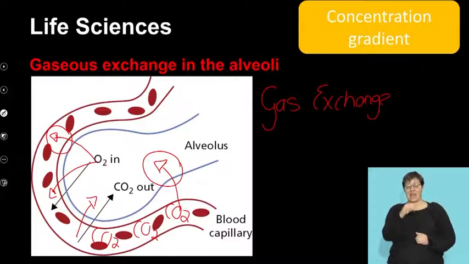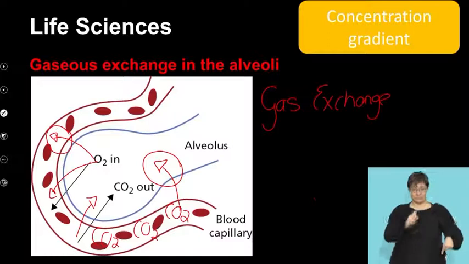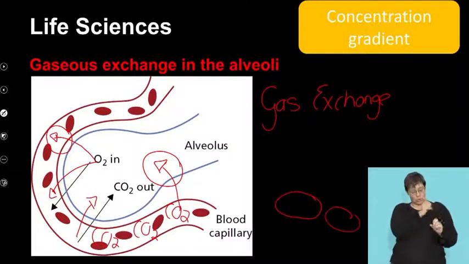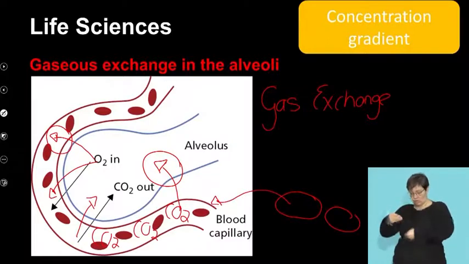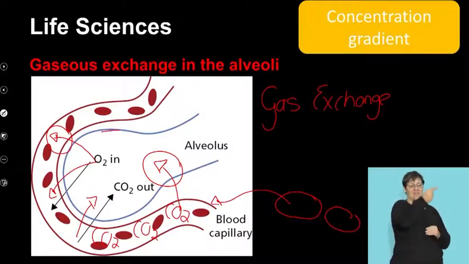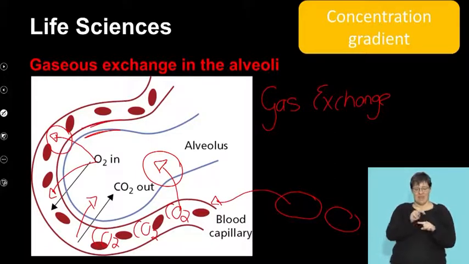So gaseous exchange is going to occur in the alveoli. I'm going to take it to the tissues. It's going to occur in the tissues, and then it's got to come back again. So each time, as I said to you, it must occur over a particular surface.